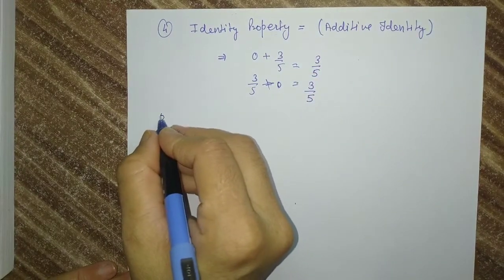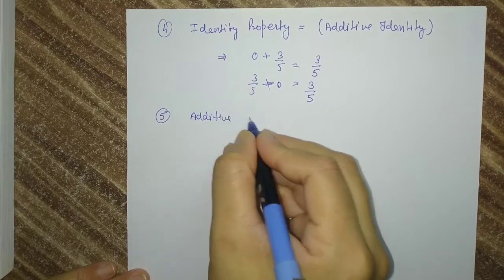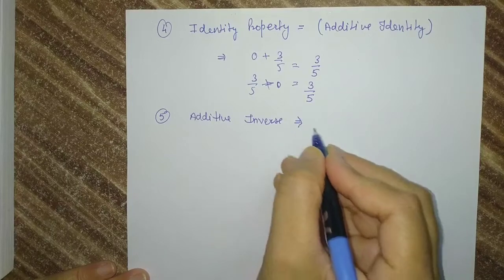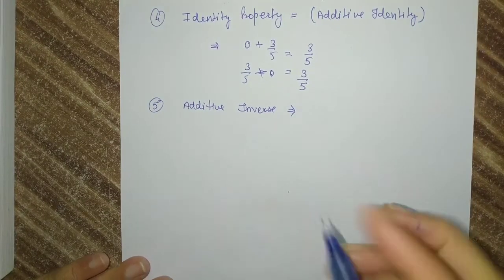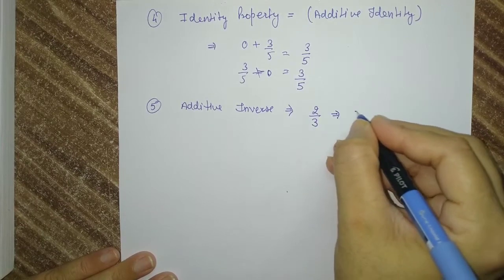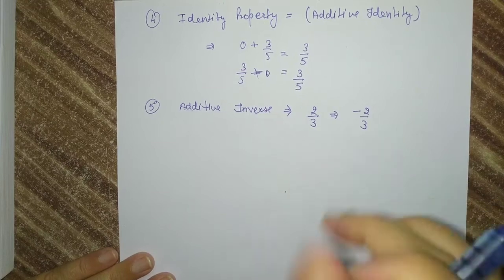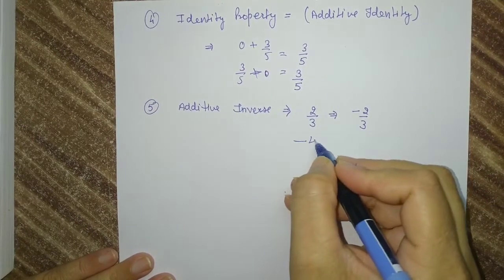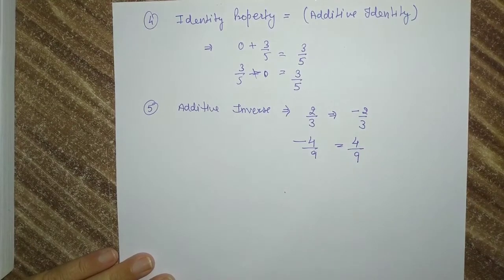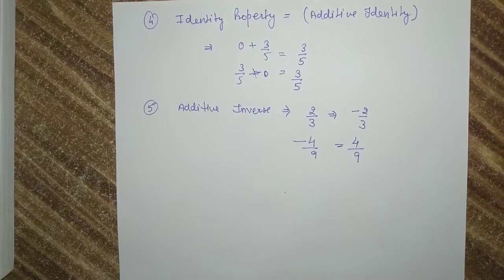Now the last property, that is additive inverse. Additive inverse means we write the number with opposite sign. For example, 2 by 3 is a rational number, so its opposite is minus 2 by 3. So this is the additive inverse of the given number. Another is minus 4 by 9, and the opposite is positive 4 by 9. So this property is said to be additive inverse property.